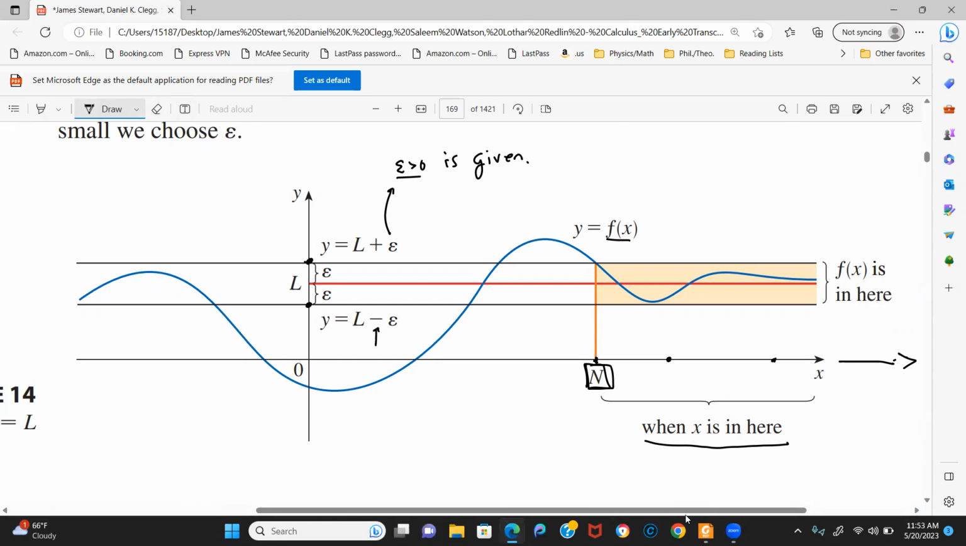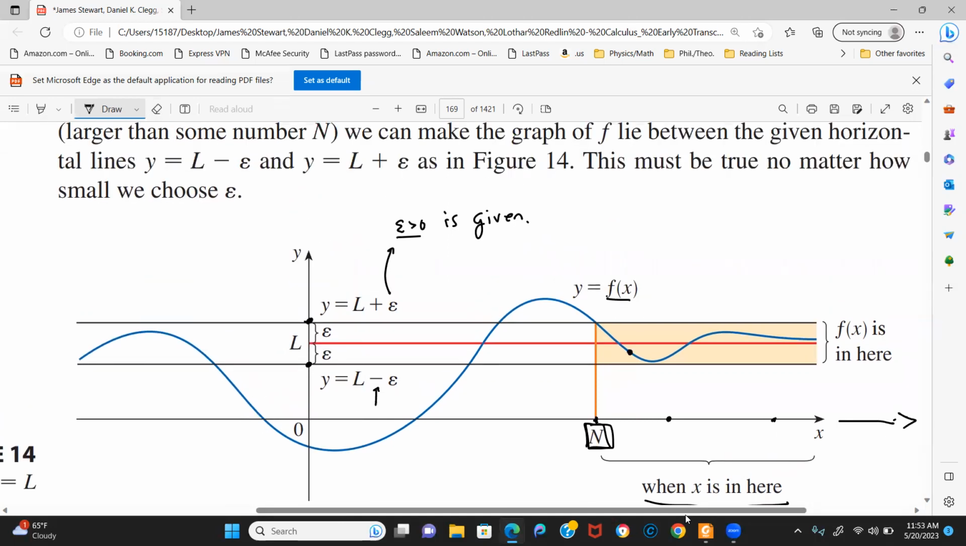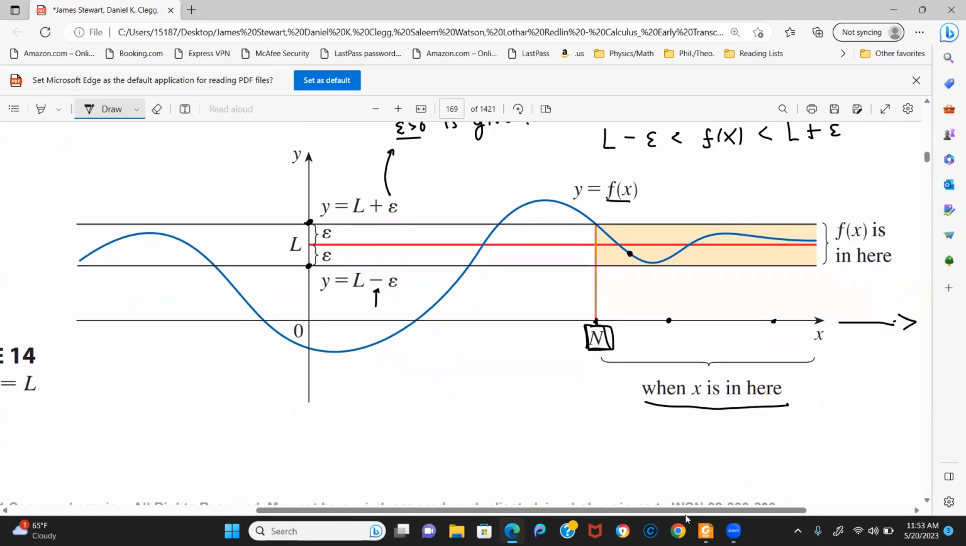When you are within this band, when x is over here, it will guarantee that f of x is between these two lines. This is going to be the right n, because if you unpack this, it is equivalent to L minus epsilon less than f of x less than L plus epsilon. So what this means is that if I give you an epsilon, you can find an n such that if x is bigger than n, then f of x is between L minus epsilon and L plus epsilon.